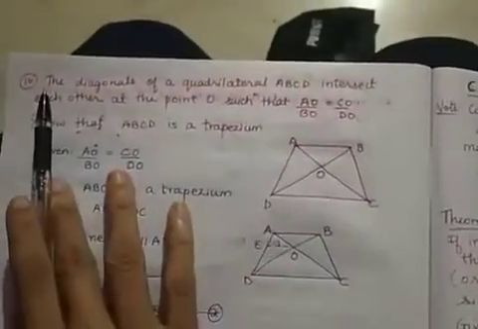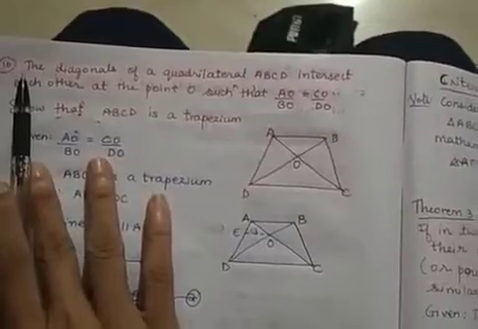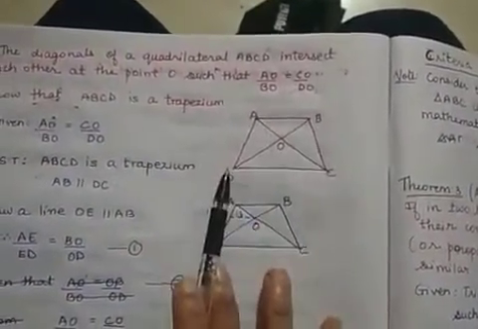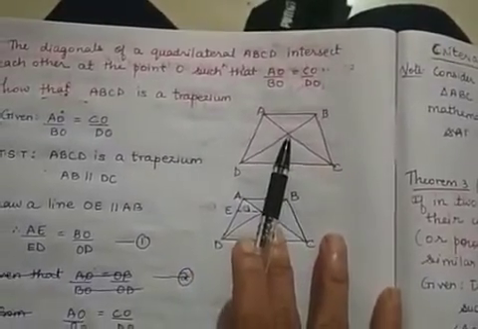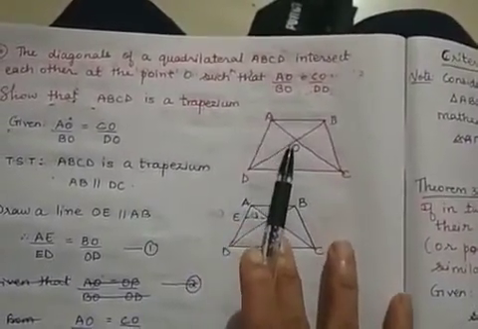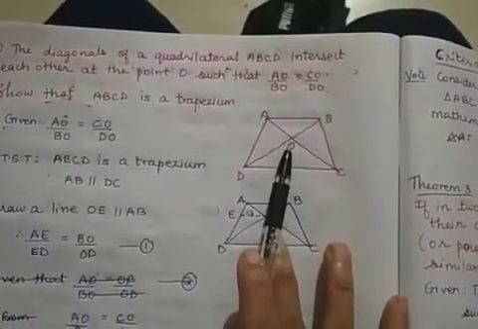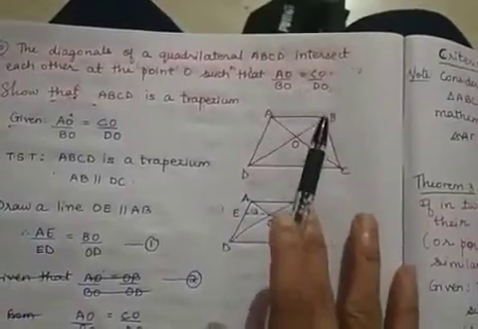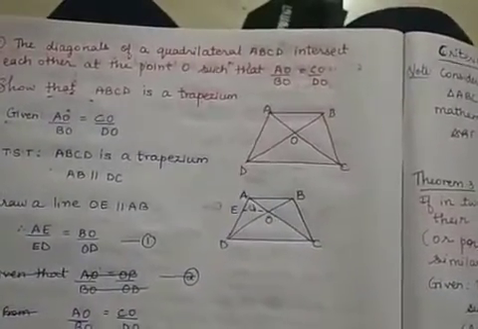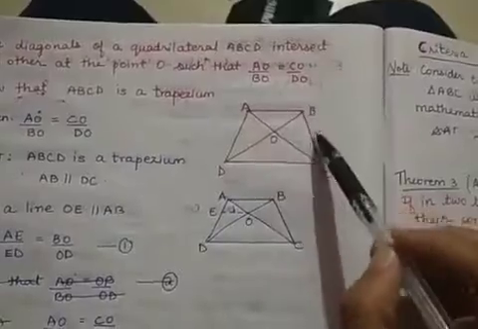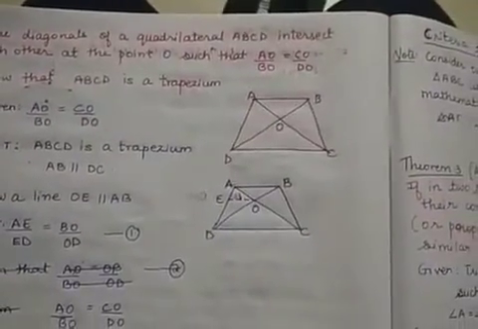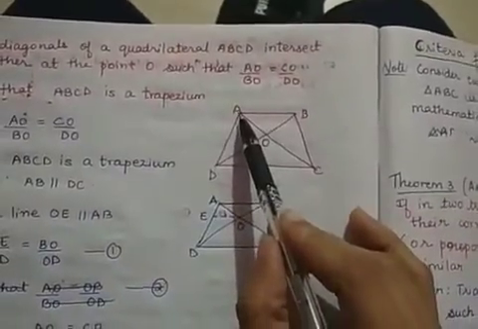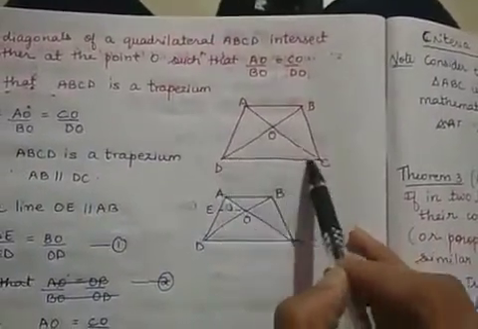Now let us see the 10th problem. The 10th problem says the diagonals of a quadrilateral ABCD intersect each other at point O such that AO upon BO is equal to CO upon DO. Show that ABCD is a trapezium. Now if you want to show that this is a trapezium, you have to show that one pair of sides is parallel. So let us say that we have to show AB is parallel to DC.